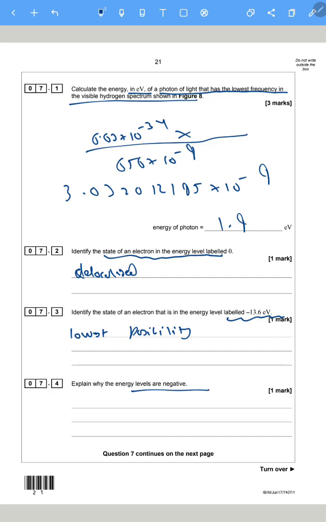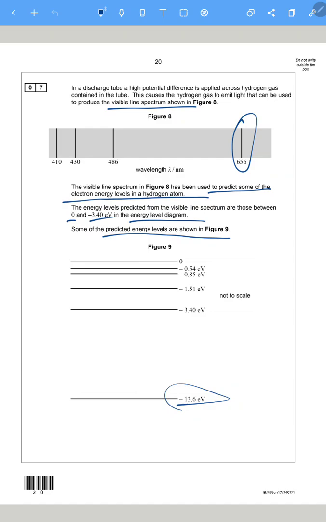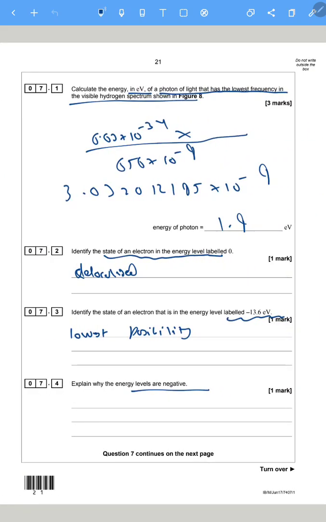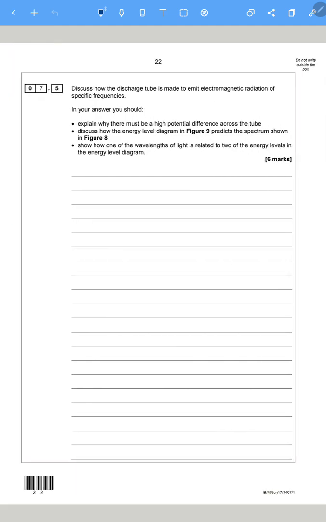Explain why the energy levels are negative. Why are they negative? Is it because theoretically, photoelectric effect? What happens? So basically energy is given to a plate, and then if it reaches the threshold frequency, electrons start buzzing off. Well, energy is given and it's yeeted. So to be free, energy must be given. That's the best thing I have.